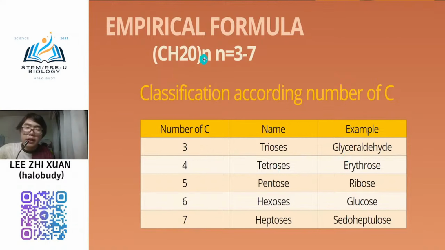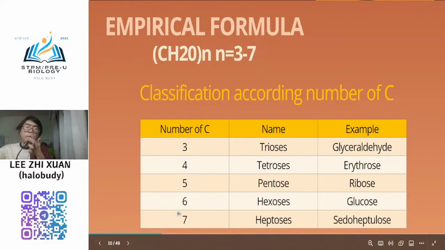So about the empirical formula of the carbohydrate, as I mentioned before, CH2O(n) is the basic formula of the carbohydrate. So if you want to form a basic monomer of the carbohydrate, you must have at least 3 carbon atoms. Then only can you form one carbohydrate, the monosaccharide, sorry. So basically there are 3 to 7 carbons: 3, 4, 5, 6, 7.